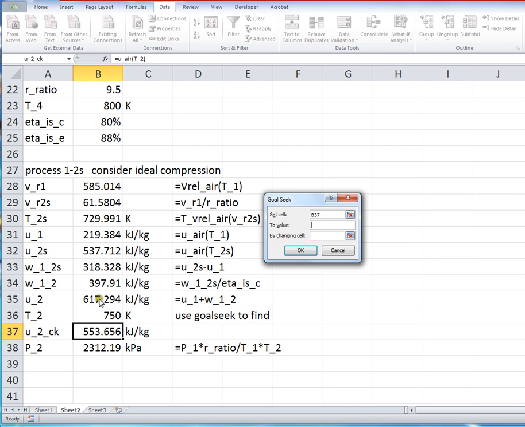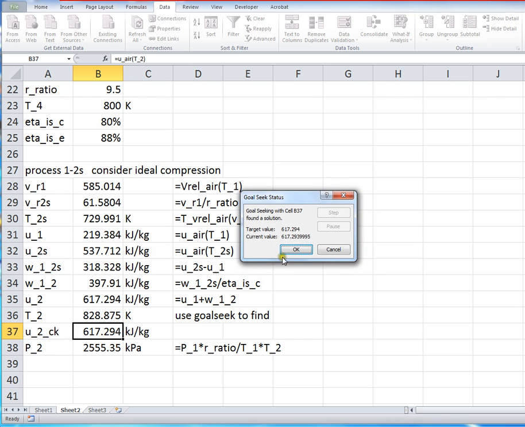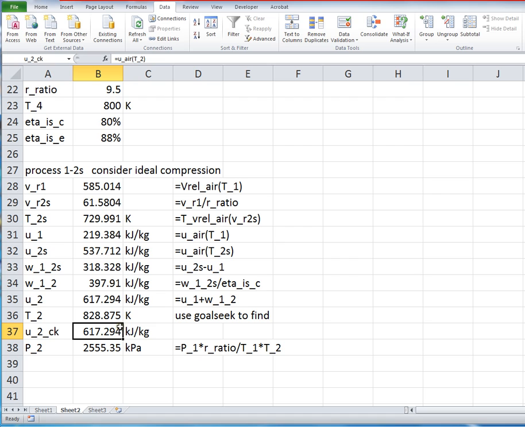So we can either come over here and click on it, or we're going to type it in there, 617.29. And what are we going to change to do that? We're going to change this cell called T2. So we tell it we want to change that cell until this other cell has the specified value. So pretty quickly it says about 828.9 would be the right answer. So that gives us the temperature 2, and from that then we can calculate using the ideal gas law the pressure that we would have at state 2.